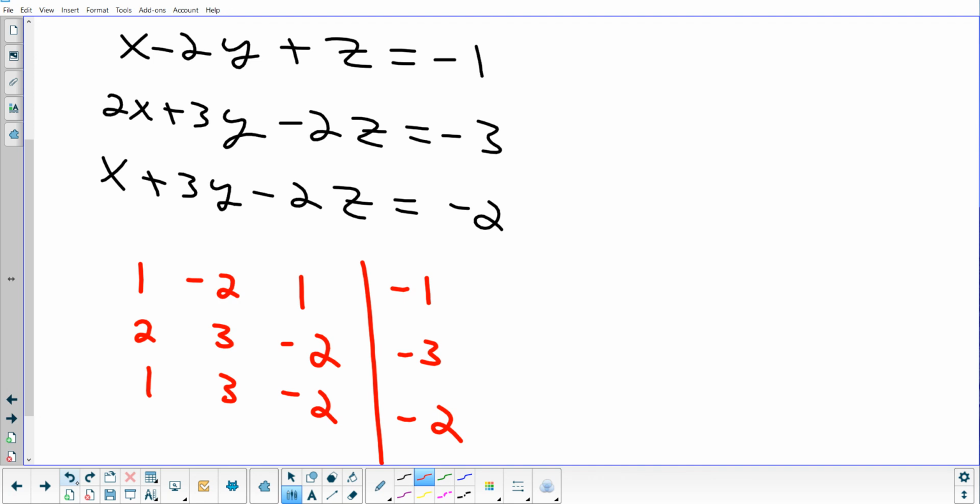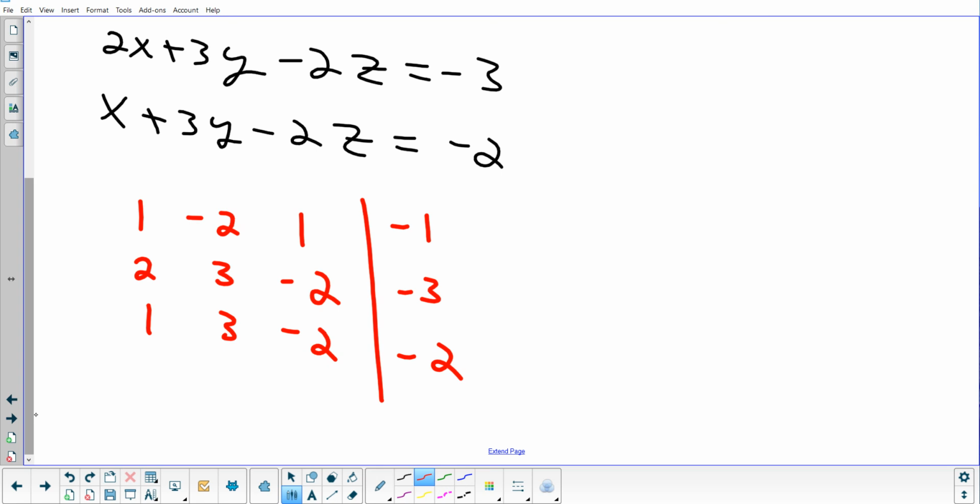That's the first thing. The next thing is you're going to deal with the first column. You're going to get zeros in both of these spots. You have to do it in that order. So let's think how we could get a 0 here. You're always going to use the top equation to get zeros in these two spots.